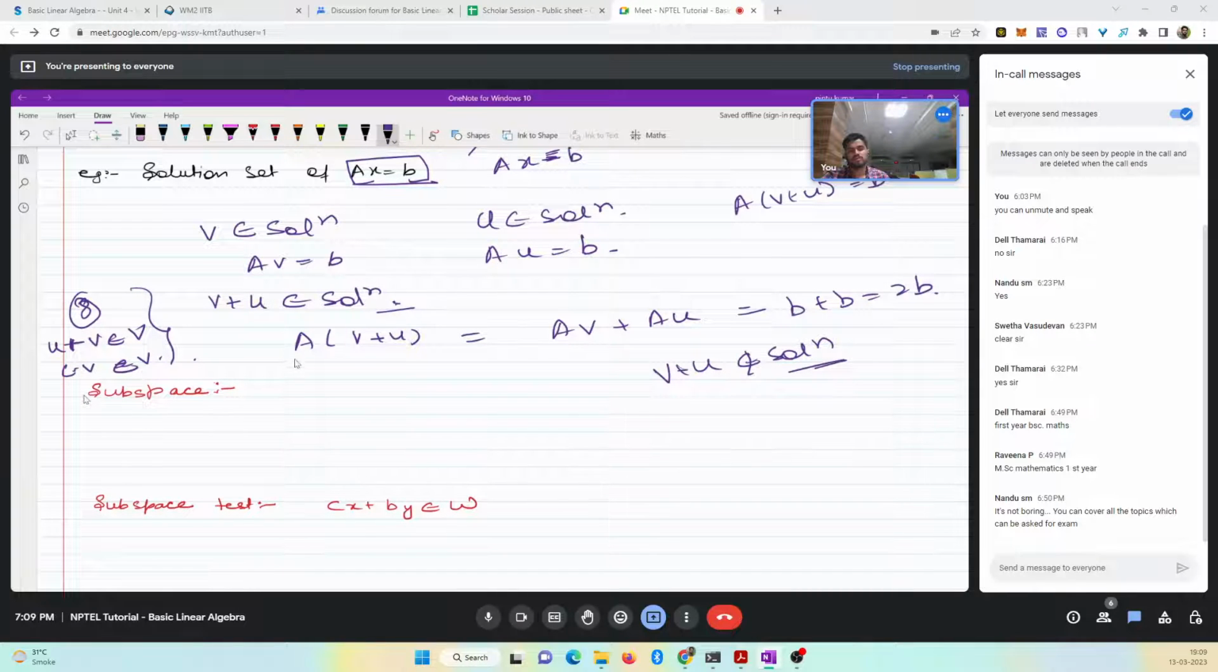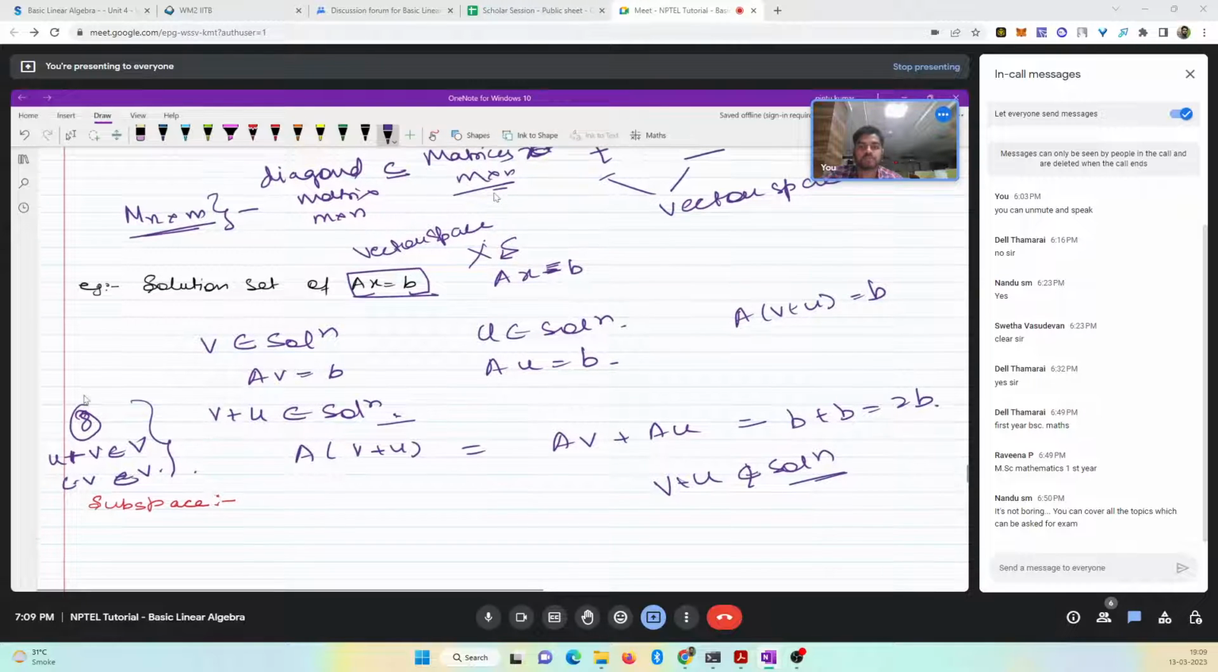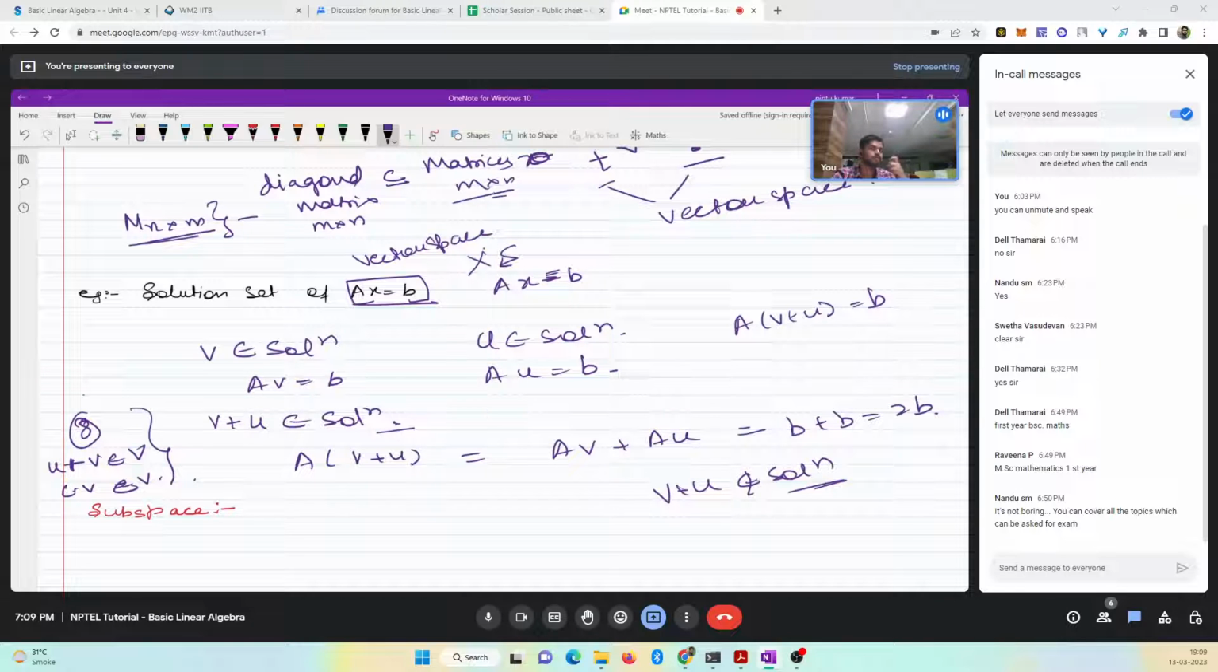Because this set of diagonal matrices of size m cross n is a subset of your matrices of size m cross n, you can call it something like a subspace, right? I'll define properly what a subspace is. Then the number of properties that you have to check whether a set is a subspace of some bigger space or not is very few.